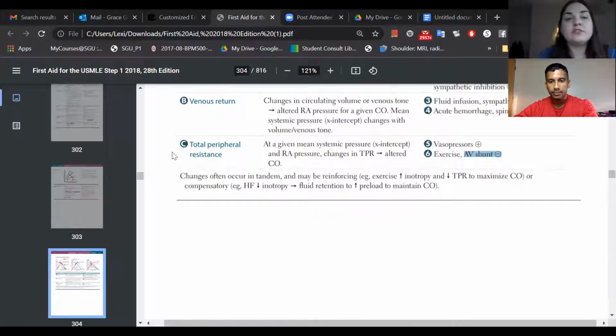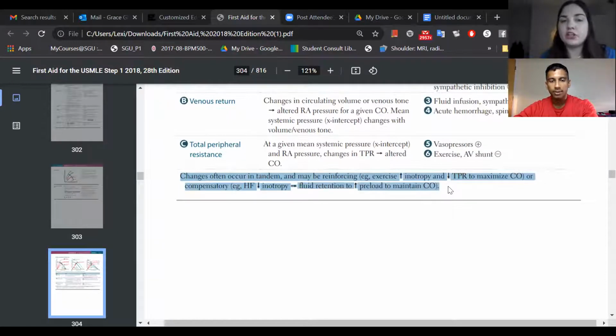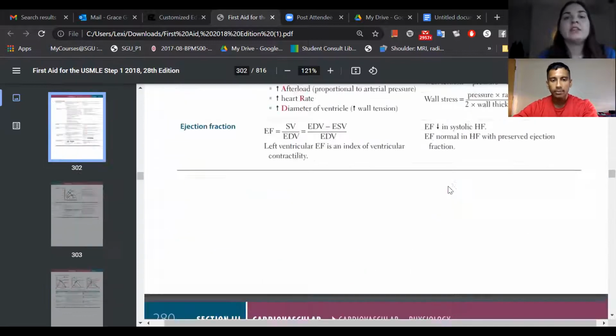So this kind of note down here explains what I was just talking about. Changes often occur in tandem together. They may be reinforcing, like exercise can increase inotropy, can decrease total peripheral resistance, or you can have compensatory heart failure, and all these things can happen at once. So what it's saying is these things really all happen together. We're just going to talk about one or two examples. Okay. Any questions on that?